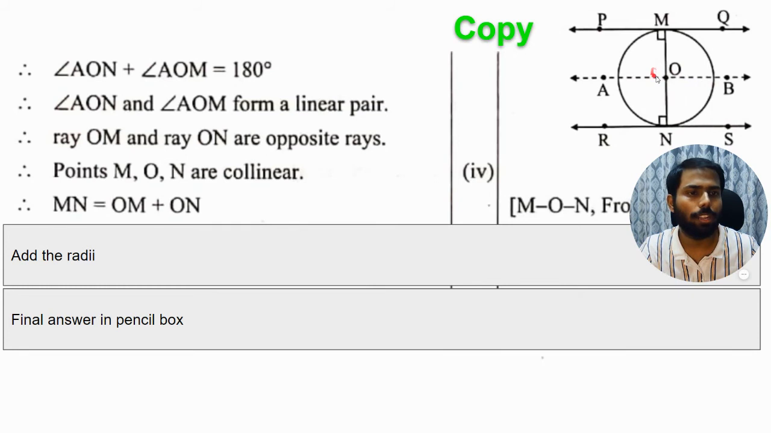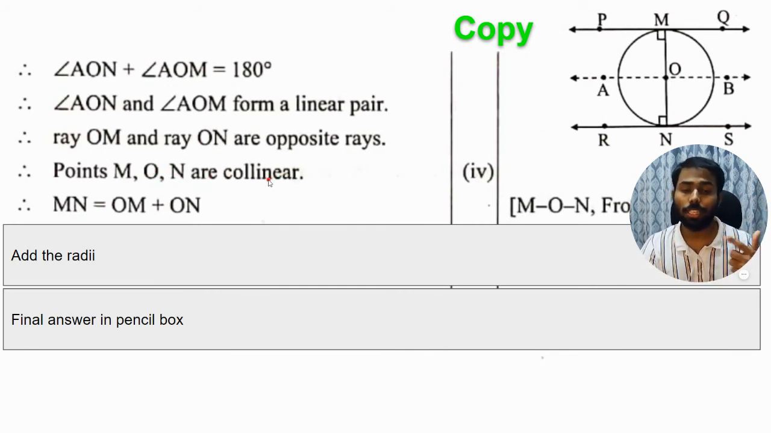सो अगर ये दोनों को ऐड करके 180 आ रहा है, इसका मतलब क्या है कि ये जो MON है वो स्ट्रेट लाइन है. ओके, so AON and AOM are forming a linear pair. Ray OM and ray ON are on opposite sides. Where is OM? OM is over here, ऊपर. ON is over here, नीचे. So दोनों opposite sides में है. तो इसका मतलब क्या है कि ये एक straight line है. MON is in a straight line. इसका मतलब है points M, O and N are collinear. Collinear यानी same line पे lie करते हैं.